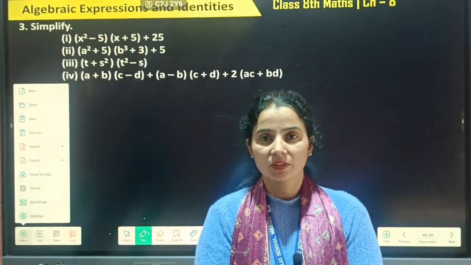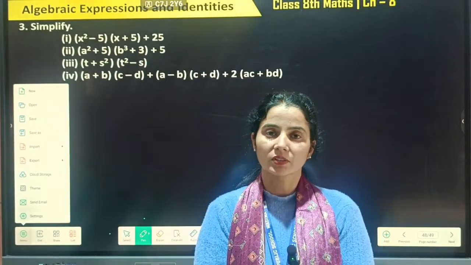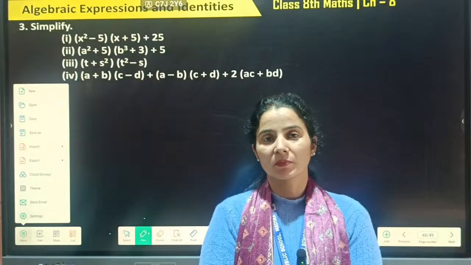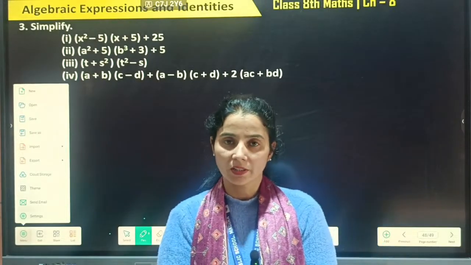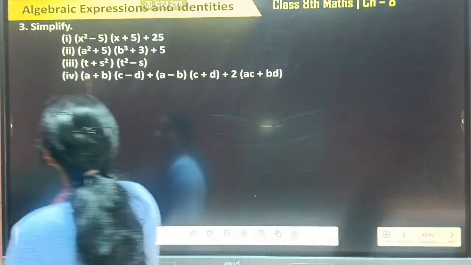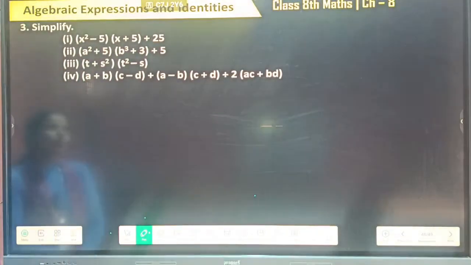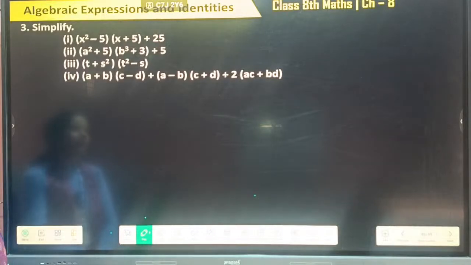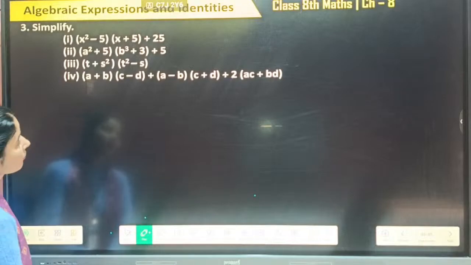Today we are going to discuss question number 3 of exercise 8.3, chapter number 8, algebraic expression and identity. Let us see what is question number 3. Simplify (x² − 5)(x + 5) + 25. This we have to simplify.